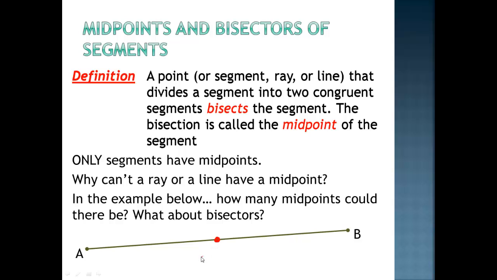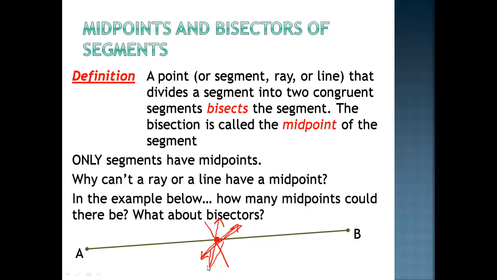However, this could be a bisector. Pardon my screwed up line. This could be a bisector. This could be a bisector. Make that into a really big arrow. My point is that you could have an infinite amount of lines that could be bisectors, but there's only one point that could be a midpoint. So remember that. Doesn't have to go exactly with it.